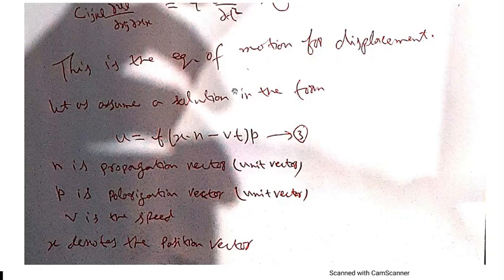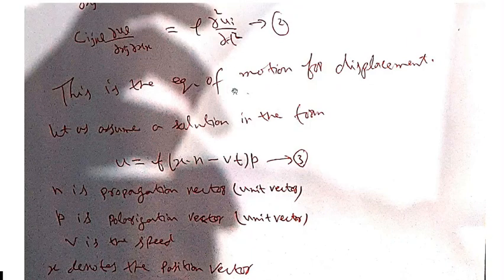Now what we have to do: we have supposed this type of solution, and now we will use it in equation number 2. Here we have written let us assume a solution, which means we are taking a solution of equation number 2. In PDEs we usually suppose the solution, then we use that solution in the PDE. So to use this solution in equation number 2, we must have these partial derivatives of equation number 3.